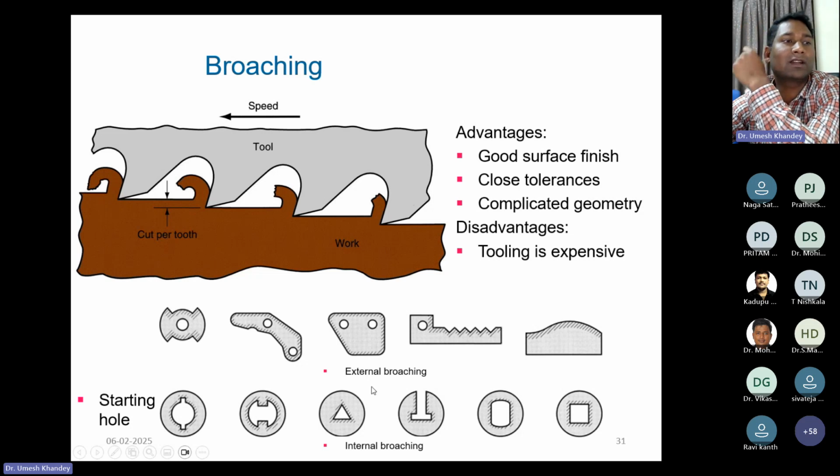Then we go for the external broaching, where the external thread will be there, and internal broaching, whenever you need to have some slots or holes: I slot, T slot, some shape, square, rectangle, whatever it is. So depending on your requirement, you can prefer external and internal broaching processes.